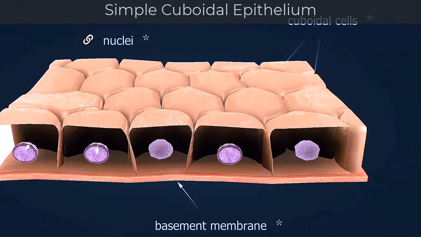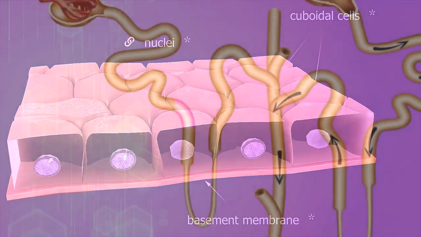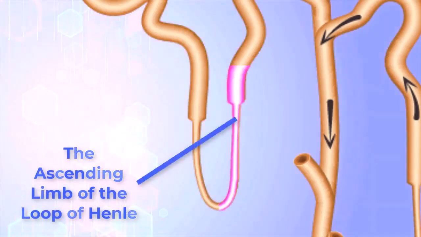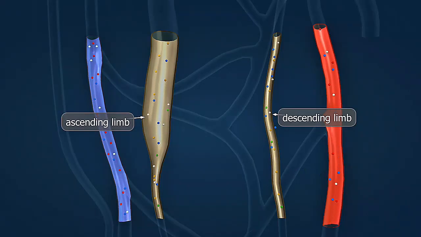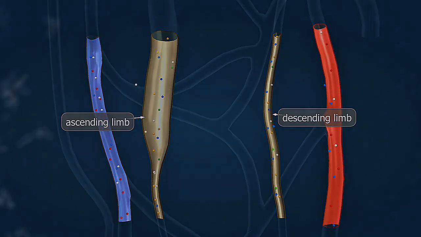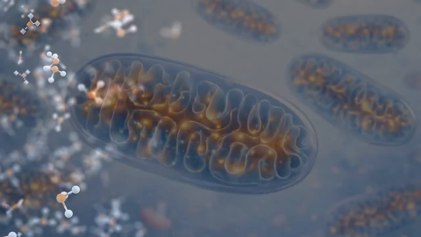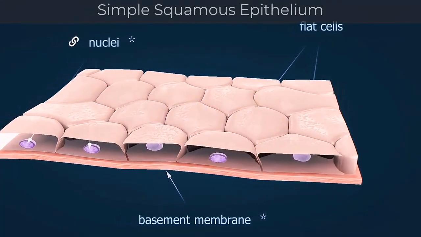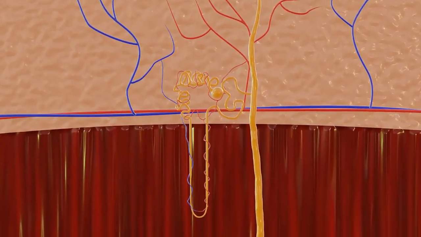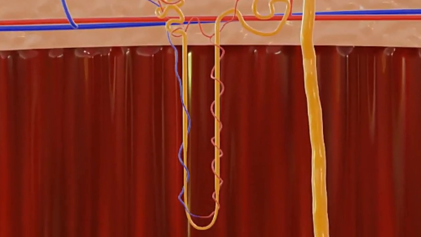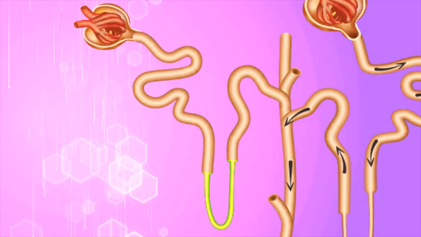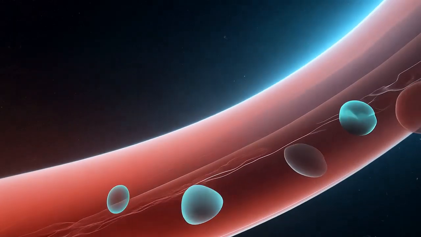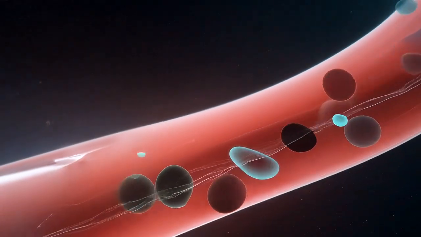The thick segments have simple cuboidal epithelium. They form the initial part of the descending limb and part or all of the ascending limb. The cells here are heavily engaged in active transport of salts, so they must be highly metabolically active and are loaded with mitochondria. The thin segment has simple squamous epithelium. This forms most of the descending limb, and in some nephrons, it rounds the bend and continues partway up the ascending limb. These cells have low metabolic activity, but the thin segment of the descending limb is very permeable to water.